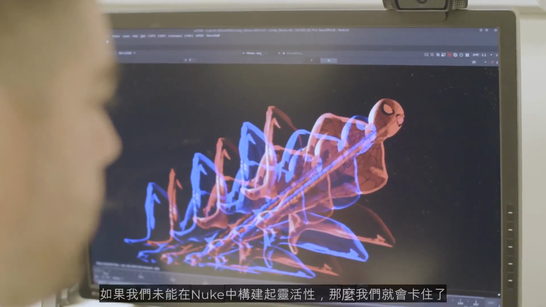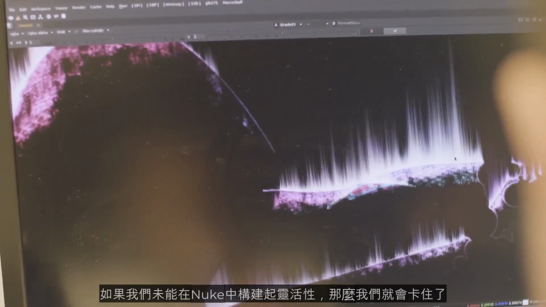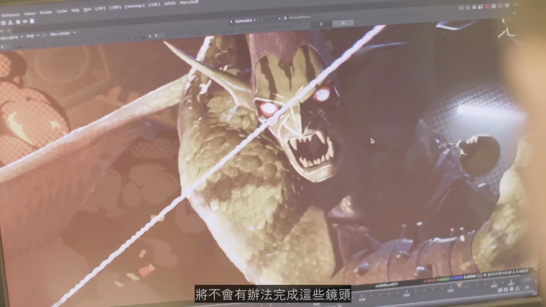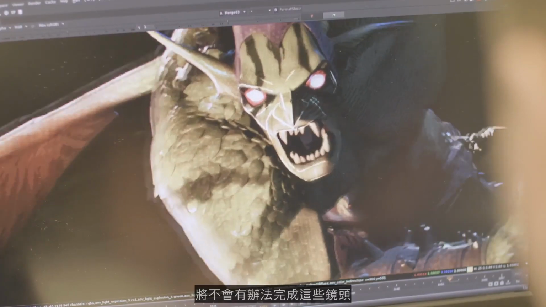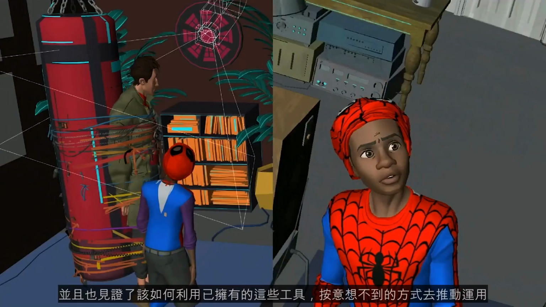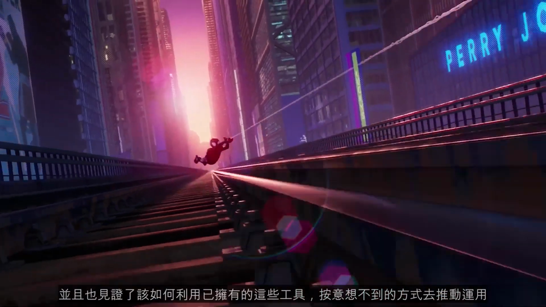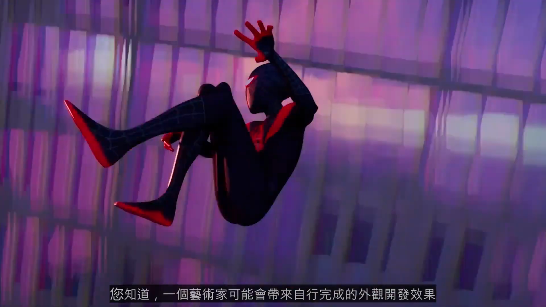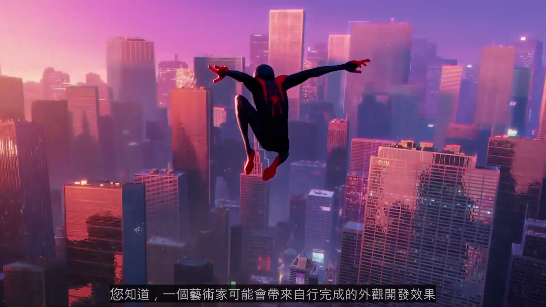If we hadn't built the flexibility into Nuke, we would have been stuck. There would have been no way for us to get those shots out. The process of making the film was just so unique, and seeing how we could take these tools that we had and push them in ways we didn't expect. And, you know, an artist would come with a look that they just sort of developed on their own, and we would say, that looks amazing, let's just run with it. So it was great.